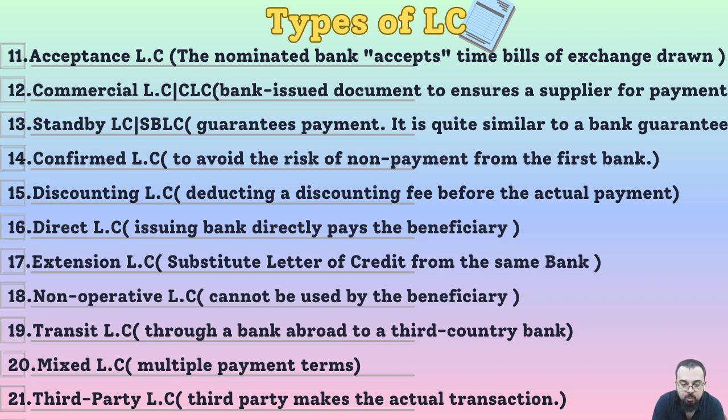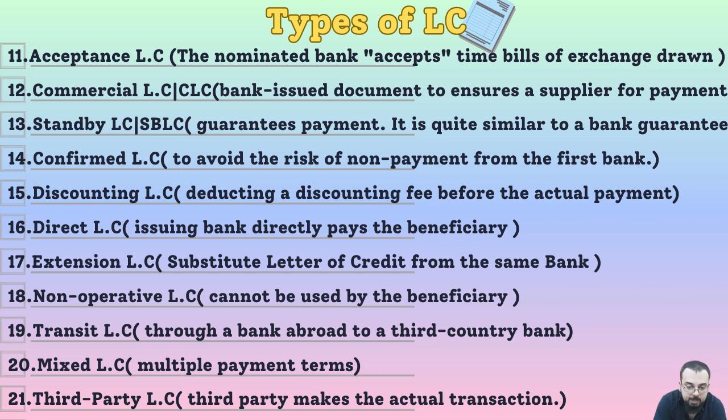Commercial letter of credit, or CLC. Your company may request a CLC from your bank when one of your suppliers is uncertain about your ability to pay, and the bank issues a document that ensures a supplier to a company gets paid for the goods and services it provides.